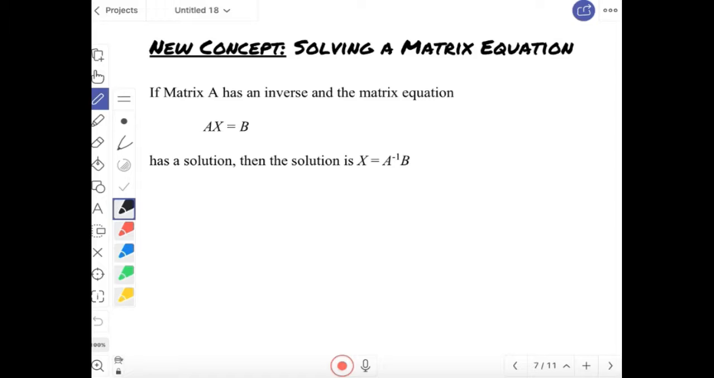So I want you to just quickly think of if we had, let's say, 2y is equal to x. The way that we would go about solving this problem, if we were solving for y, is we would divide by 2. However, when we're dealing with matrices, we can't divide matrices. That doesn't work out. So that's why we're using this inverse matrix.